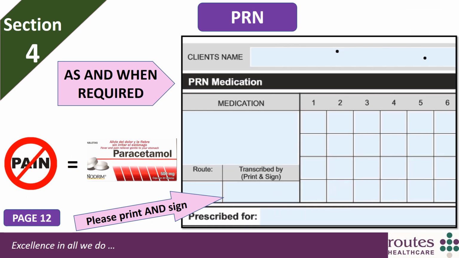Section 4 is for the PRN medication. Any medication which states on the prescription as and when required will be PRN. An example of PRN medication would be for myself to take paracetamol if I have a headache.